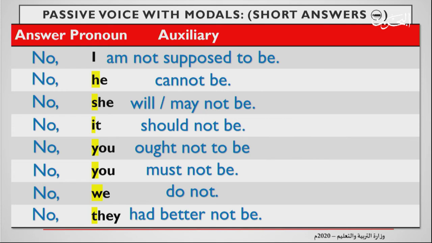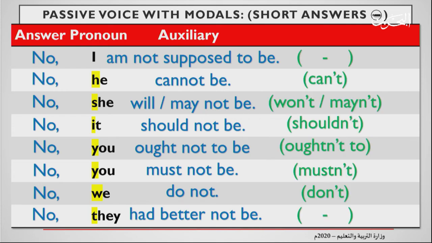Okay? And plus we have contractions for them. For the first one, you do not abbreviate these two. But with cannot, you say can't. With will not, you say won't and mayn't. Should not, shouldn't, oughtn't to. Or mustn't, or don't.